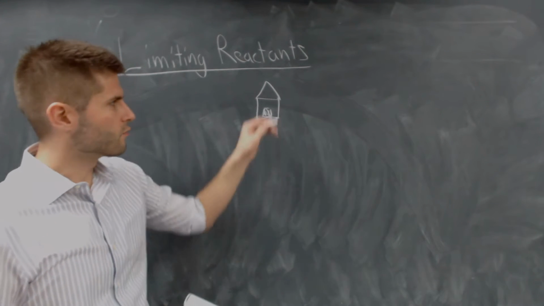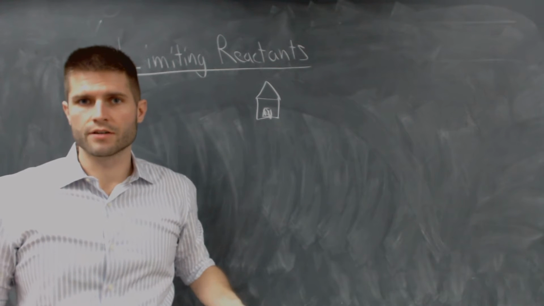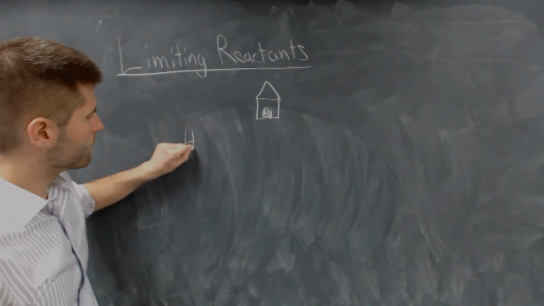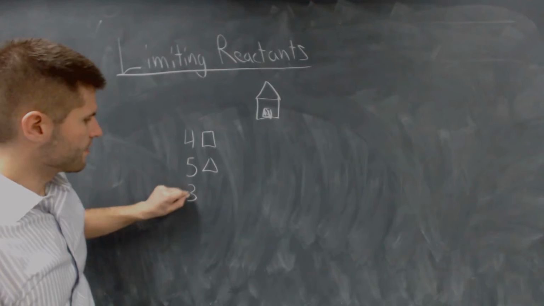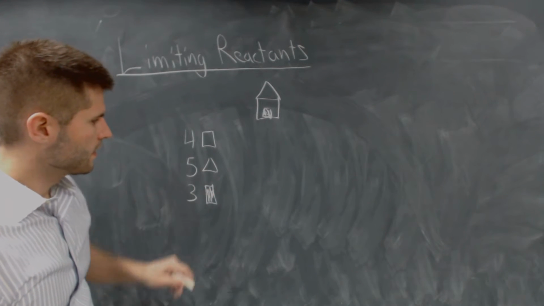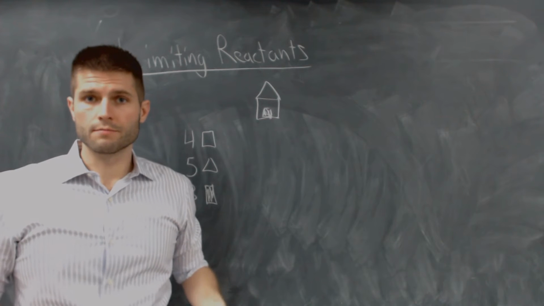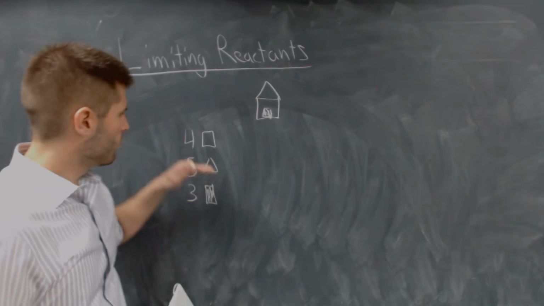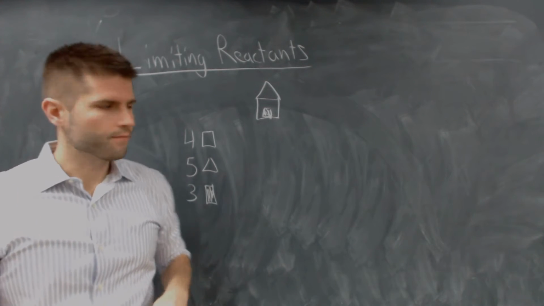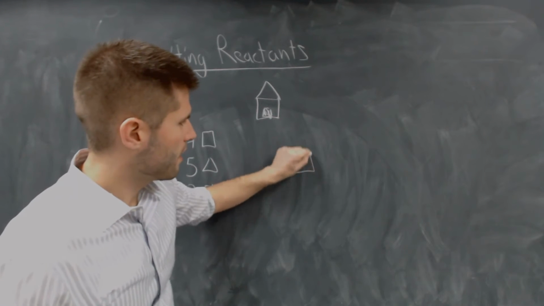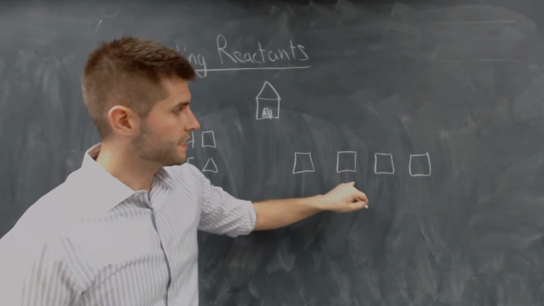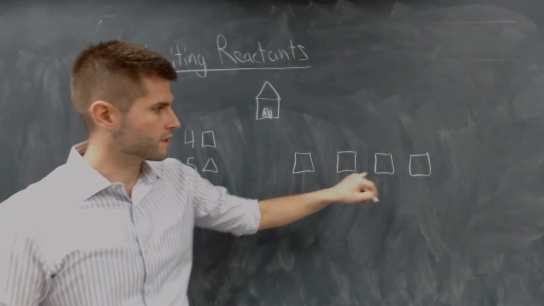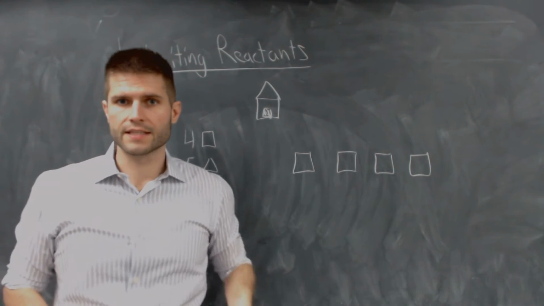Now, in order to do that, we're going to have starting amounts. Those are going to be considered reactants. So let's say we have 4 bases, 5 roofs, and 3 doors. How many houses, complete houses, can I make? Well, we could just go down the list and we can see. First, we know that we can draw 4 bases. This seems to be that we could make 4 different houses. Each one has a base, that's great.